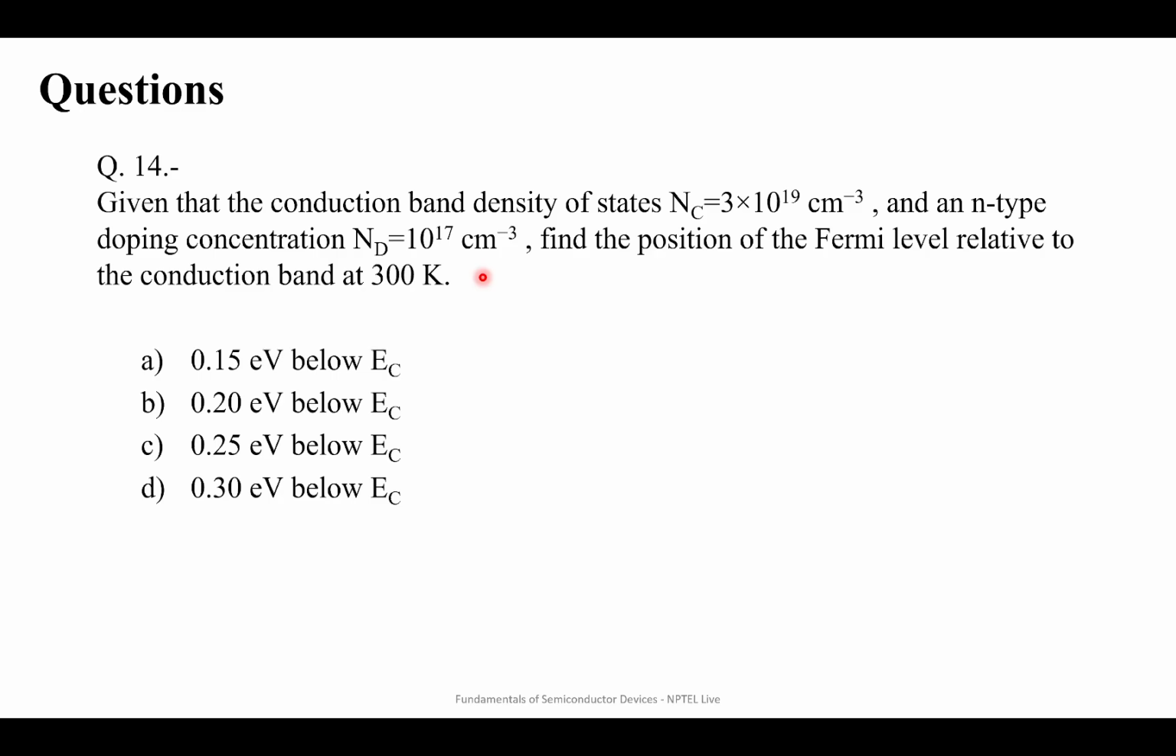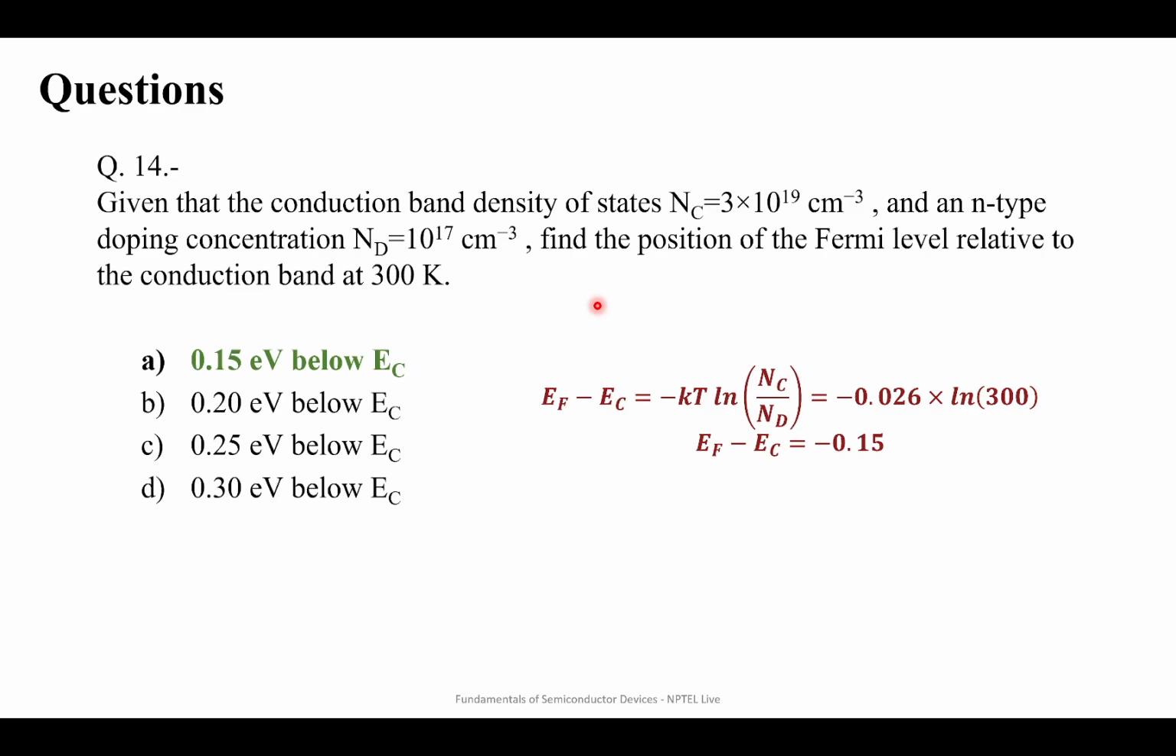So the answer to this would be 0.15 electron volts below EC. We just read the formula that electron concentration is Nc e raised to power (EF minus EC) by KT. If we rearrange that, we get EF minus EC is minus KT log of Nc by Nd.